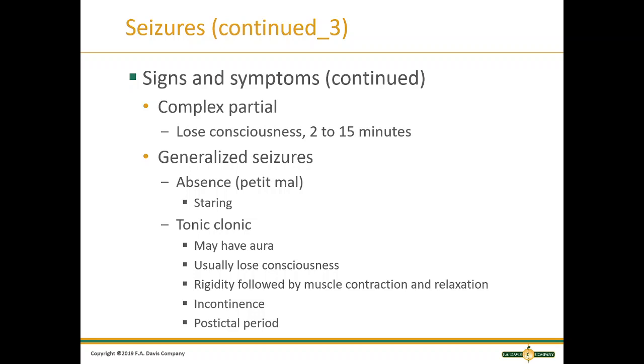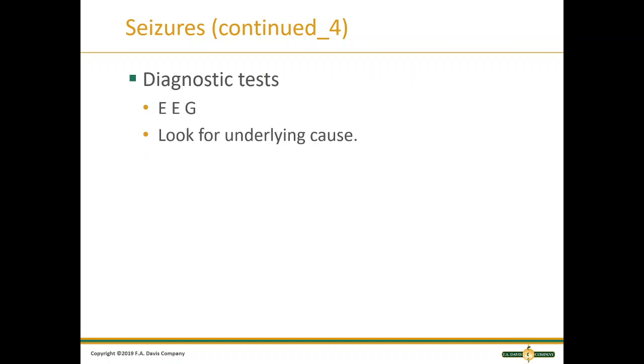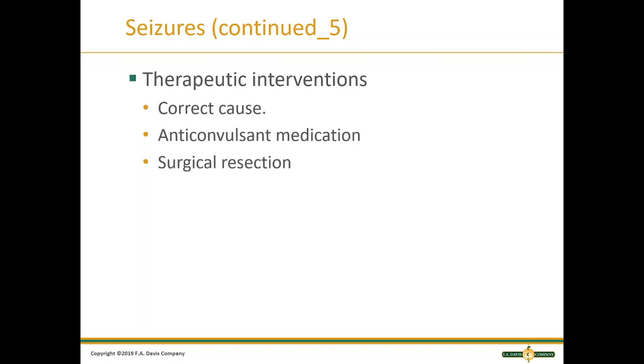Tonic-clonic seizures: they may have an aura, usually lose consciousness, with rigidity followed by muscle contraction and relaxation. There is incontinence and a postictal period, so they continue with the seizing. It kind of comes in waves. It's very exhausting to them. For seizures, tests we can do include EEGs, and we look at underlying causes.